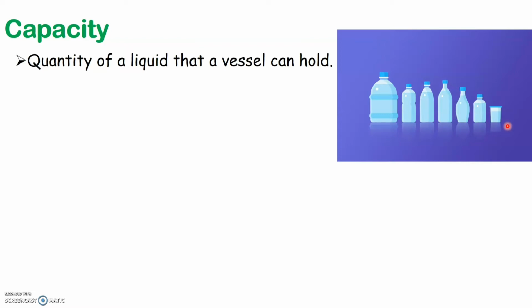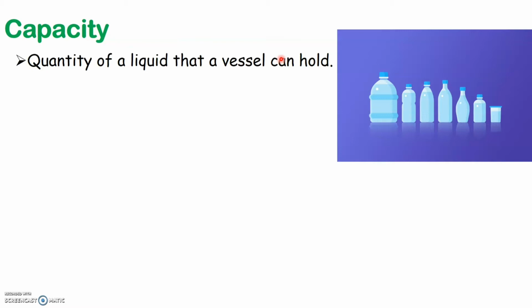So we say that the capacity of this first container is more compared to the capacity of this last container. This is because the quantity of liquid that this container can hold is more compared to the quantity of liquid that this small container can hold. So capacity is the quantity of a liquid that a vessel can hold.